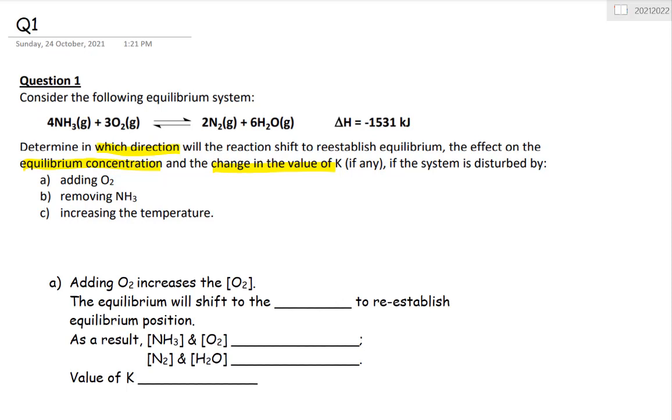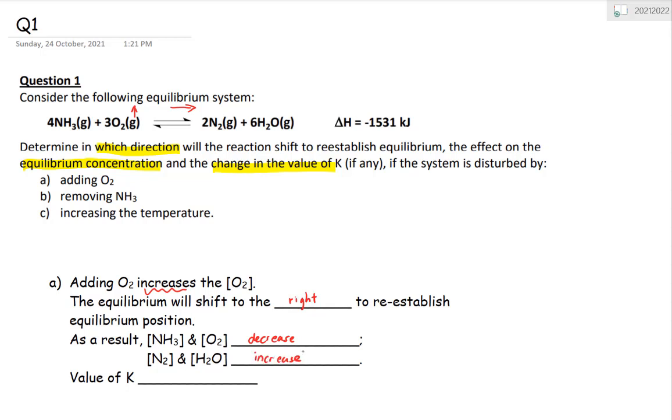Alright, so looking at the first scenario, adding O2. When we add the oxygen, it will increase the concentration of O2. Remember, the square bracket represents the concentration. So when the concentration of oxygen is increasing, the equilibrium will shift to the right to re-establish the equilibrium position. Remember Le Chatelier's principle: you want to reduce the effect of your disturbance. So as a result, after the equilibrium shifts to the right, the concentrations of NH3 and O2 decrease, and the concentrations of N2 and H2O increase.